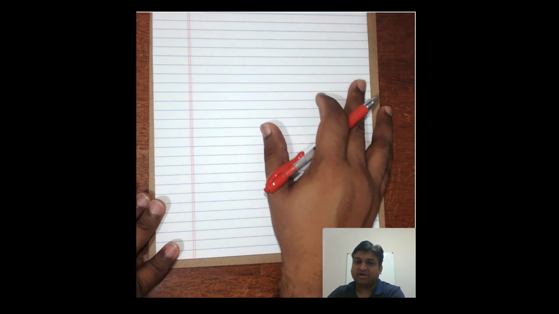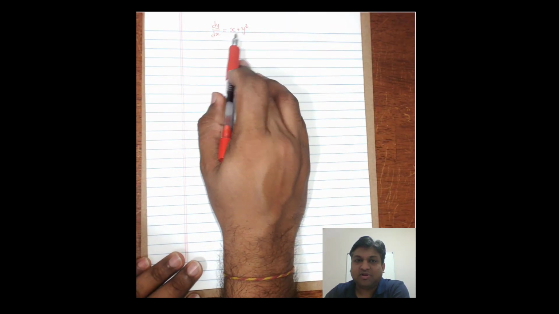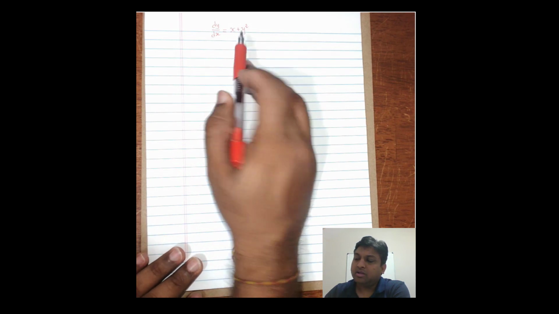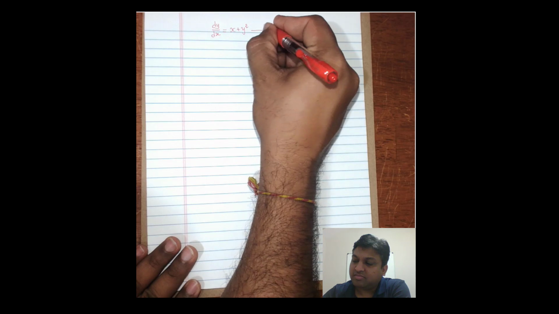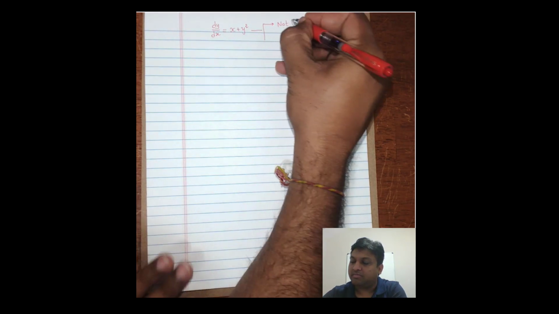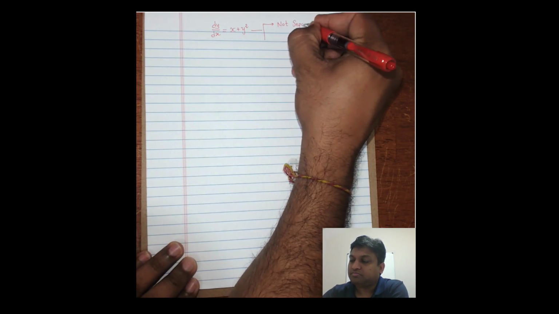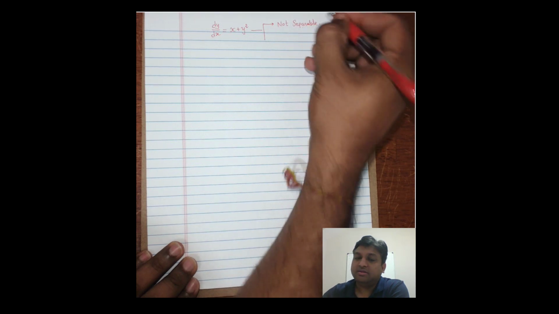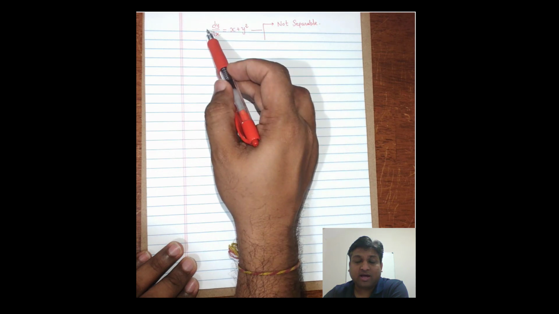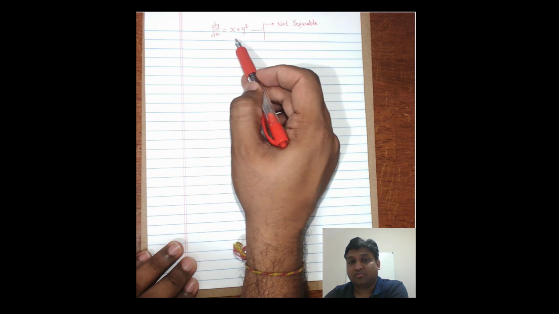Suppose I give you this differential equation. Let's say I give you dy by dx equal to x plus y square. Very simple looking differential equation. The first thing that I want you to notice is that this differential equation is not a separable DE. Why is that? Because we can't separate x and y from each other using the equality. I can't see the right hand side as a function of x times a function of y.